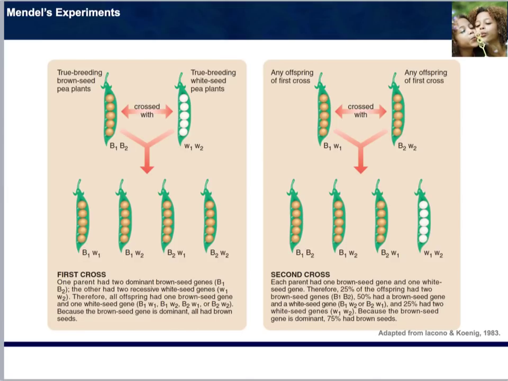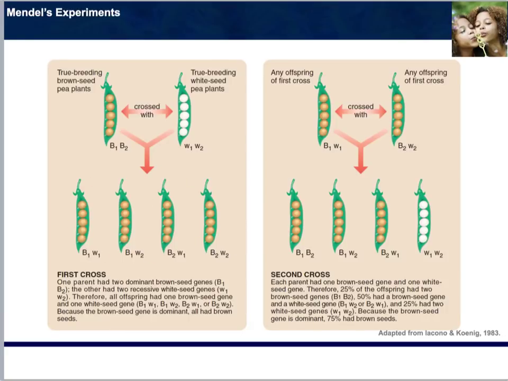Mendel studied the inheritance of pea plants' seed color, in this case brown and white. He began by crossbreeding the offspring of a line of pea plants that had bred true for brown seeds with the offspring of a line of pea plants that had bred true for white seeds. These were the dichotomous traits, as explained in the previous slide. The offspring of this cross all had brown seeds, just like you see here in this particular case.